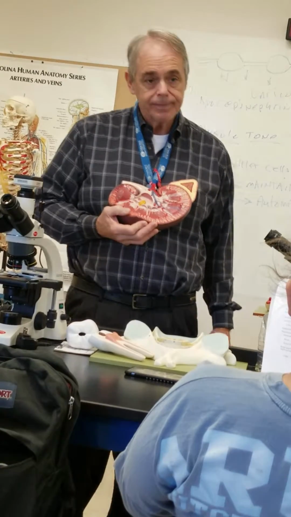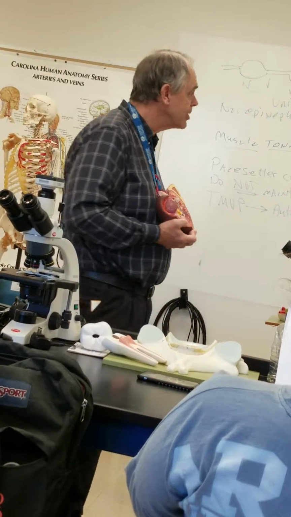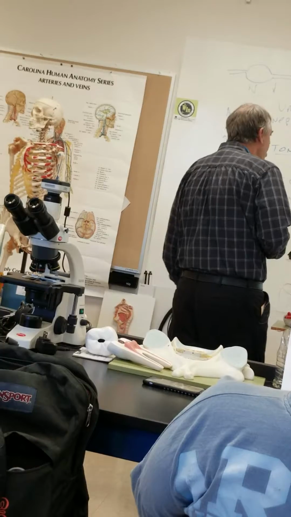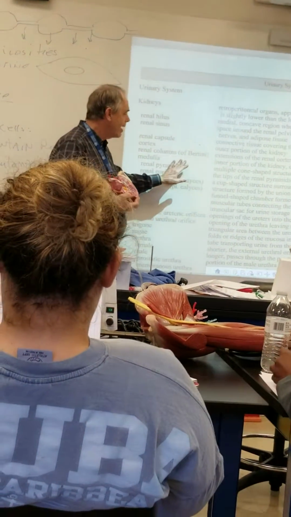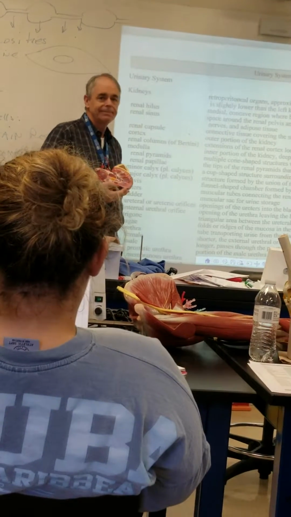You looking at the picture? Yeah, I'm trying to figure out what you're saying. Okay, well, let's keep thinking. These are called the renal columns, and they were named by a guy named Bertini.